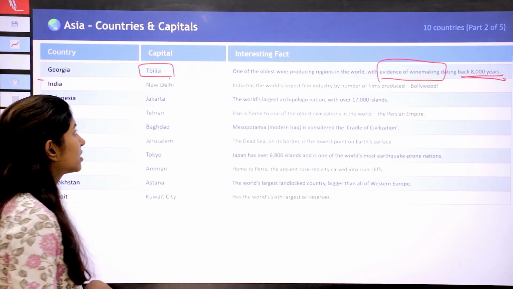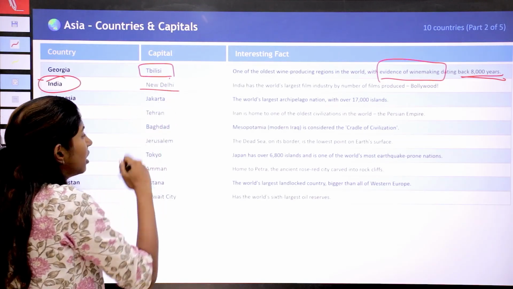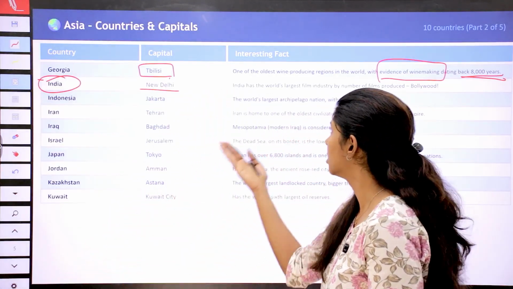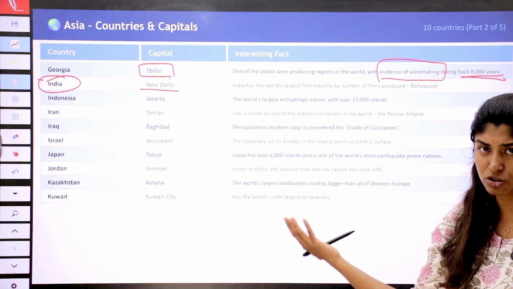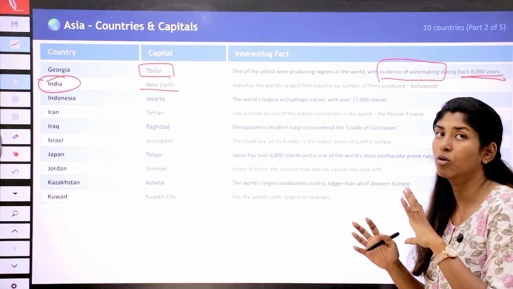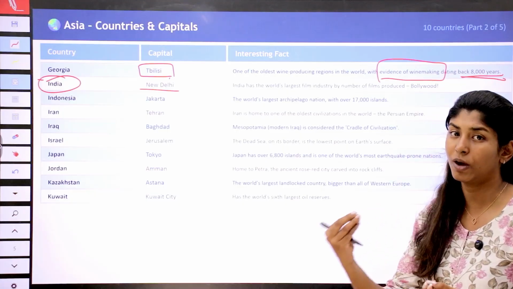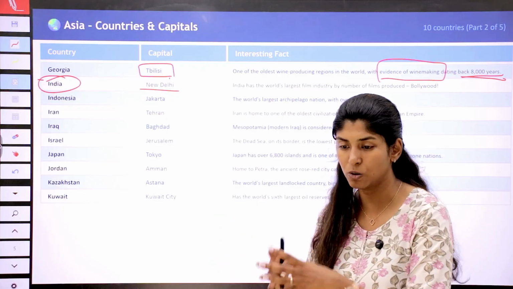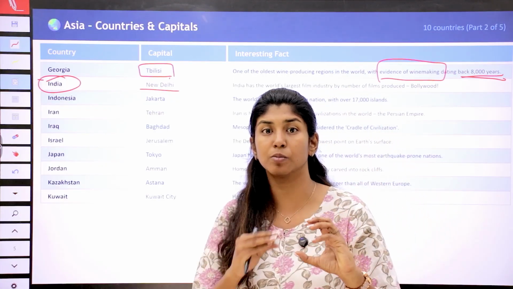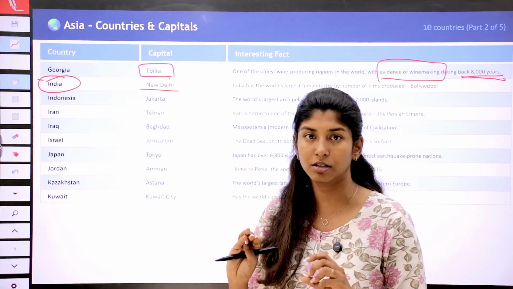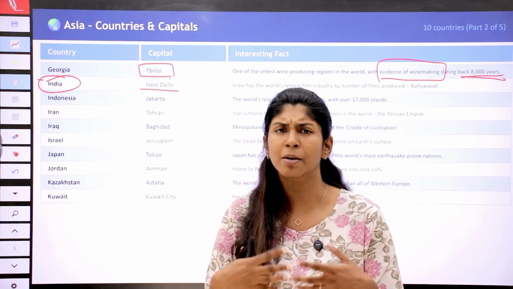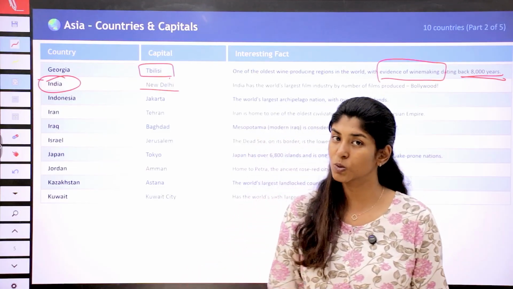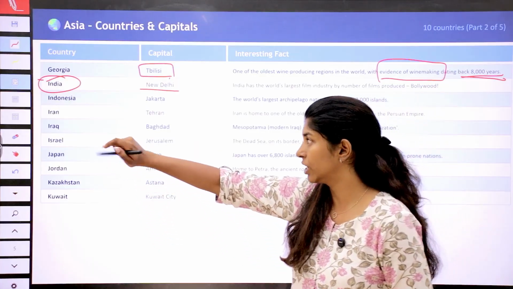Next, we have India. India's capital is Delhi, and we know all the wonderful things about India. It has the world's largest film industry. That is the world's largest film industry in what way? In a way that it is producing the maximum number of films. For example, in one year, India produces the most number of films when compared to all other countries. That is one of the facts about India. But apart from that, we know about the Taj Mahal, we know about the great wonders of India since we are Indians.